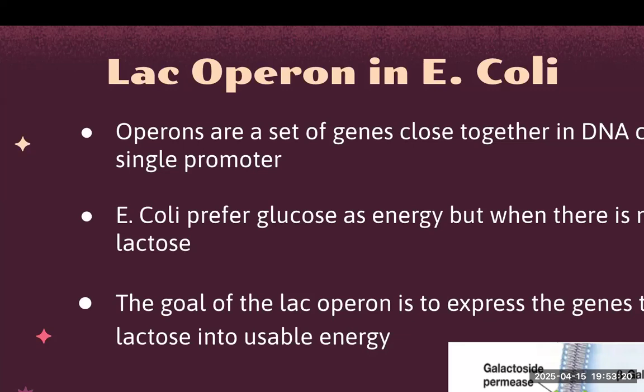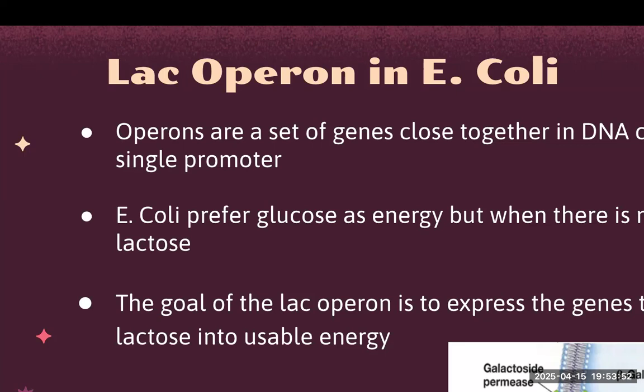All right, now the lac operon in E. coli. So first, what operons are: they're just a set of genes that are close together in DNA and controlled by a single promoter. Since these genes are all close together and controlled by a single promoter, they'll usually be related to each other, so they'll have similar functions. And we can either turn that whole operon off or turn the whole operon on because we either need or don't need those genes that are being expressed.